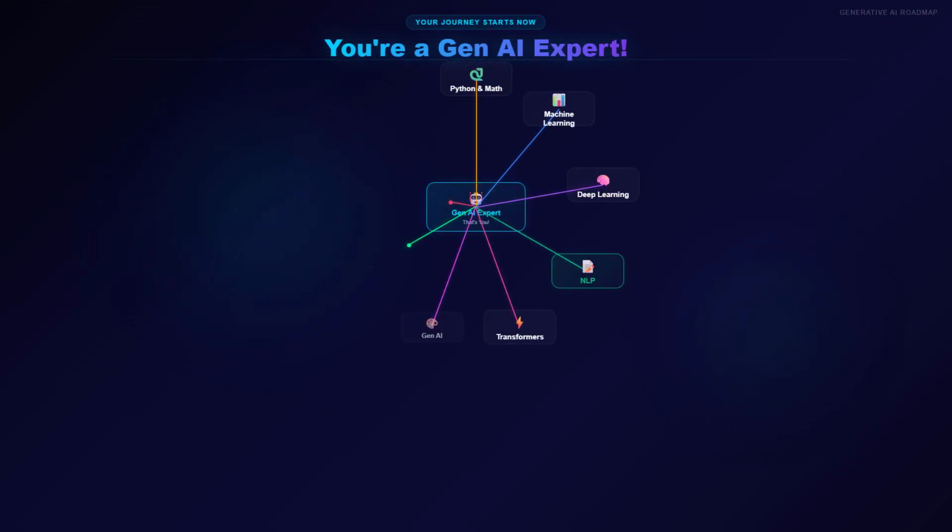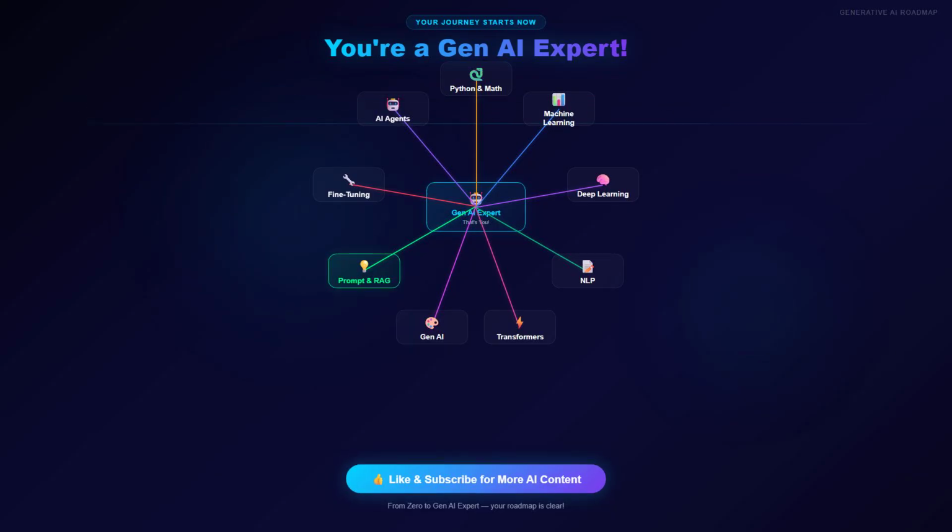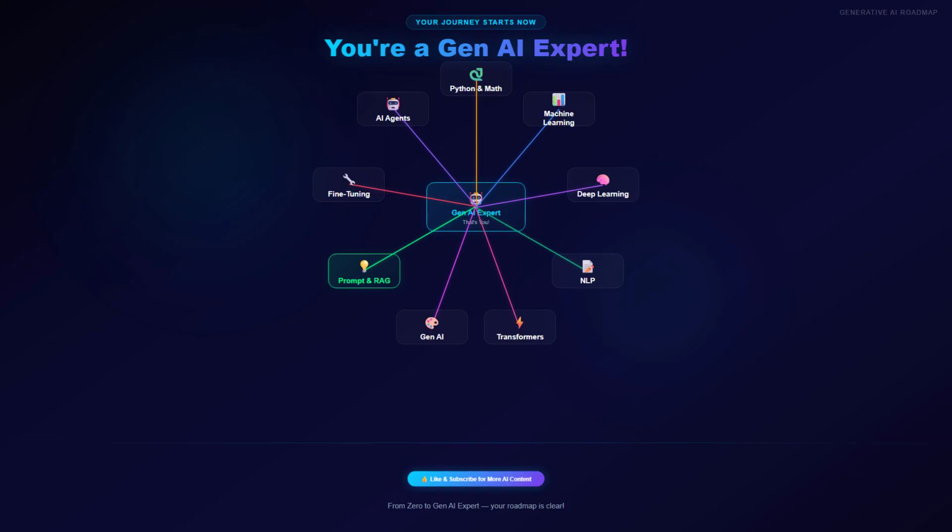Congratulations! You now have the complete roadmap for mastering generative AI. Let's recap your learning path. Start with Python and math foundations. Build up through machine learning, deep learning, and NLP. Master transformers and LLMs, the heart of Gen AI. Then specialize in prompt engineering, RAG, fine-tuning, and AI agents. Finally, learn to deploy and serve models in production.